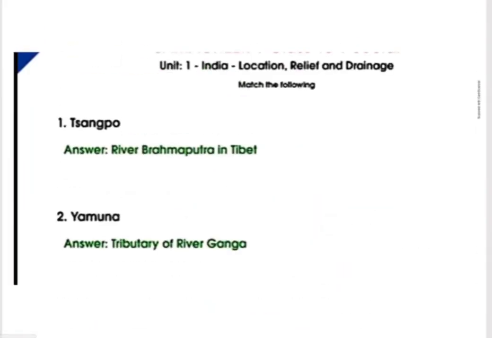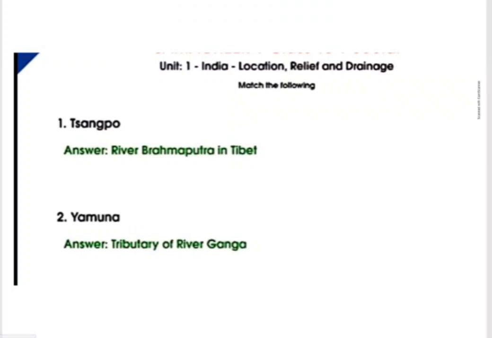The next, match the following. You have to write the answer nearby the question, children. You should not draw the line and you need not put any number, like in lower classes. Nearby the question, you have to write the answer. That's what I made like this.